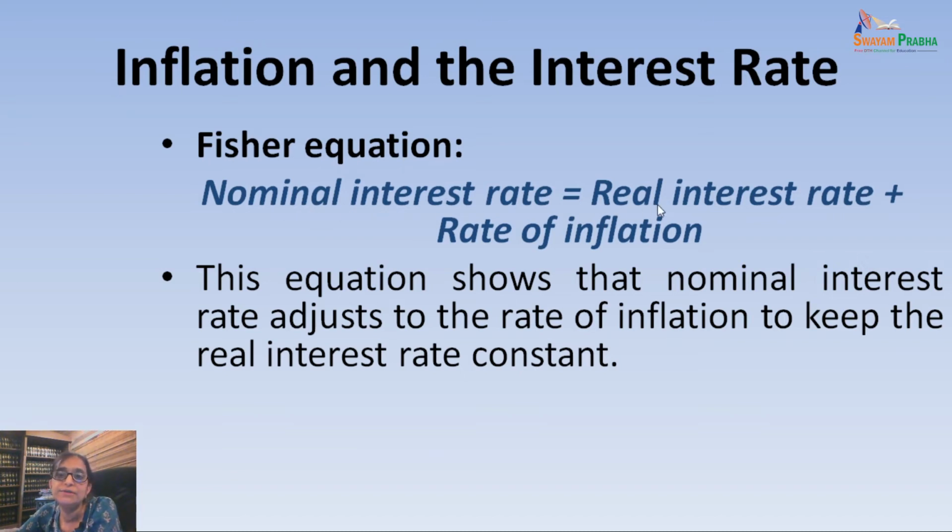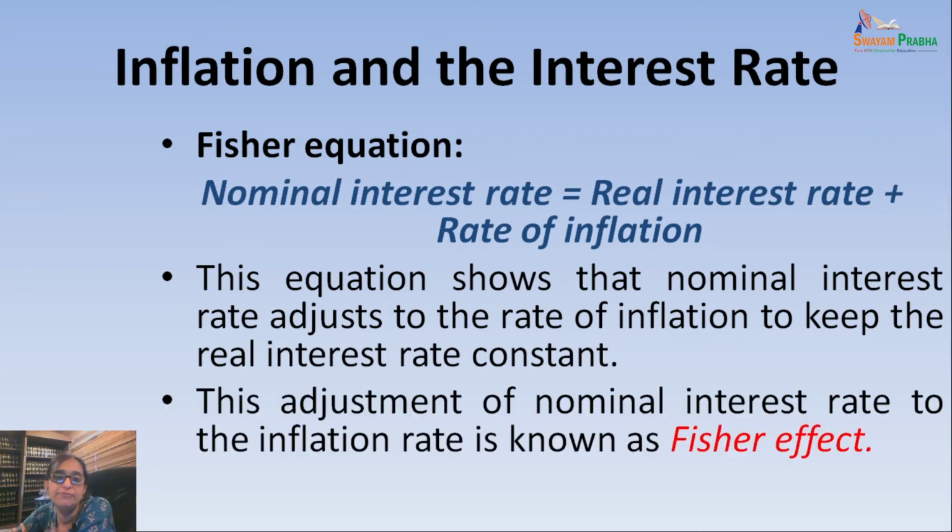Let us say the real rate of interest is 4%. If the rate of inflation is 2%, we get a nominal interest rate of 6%, so that your purchasing power remains intact. If your rate of inflation goes up to 3%, then, keeping your real interest rate constant at 4%, the nominal rate of interest becomes 7%. So this 1% increase in nominal interest rate has been due to the change in the rate of inflation.